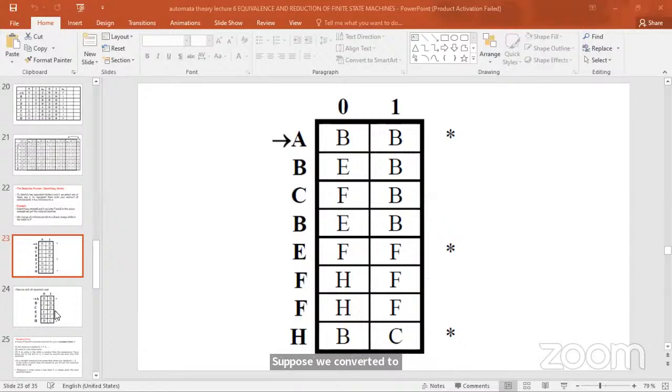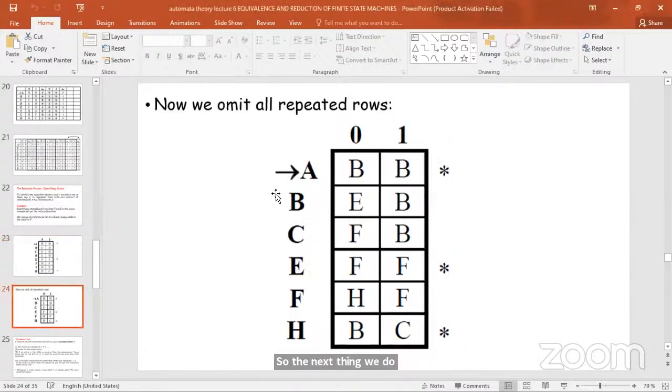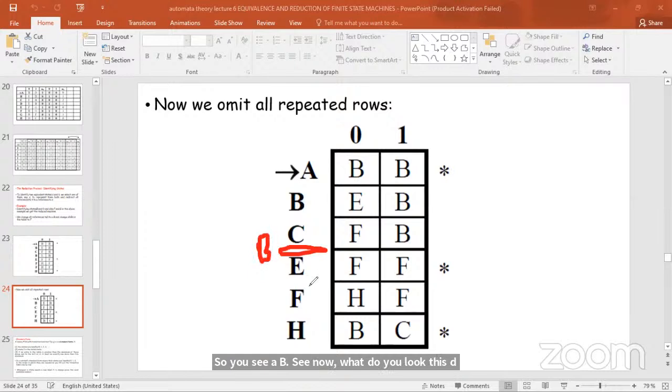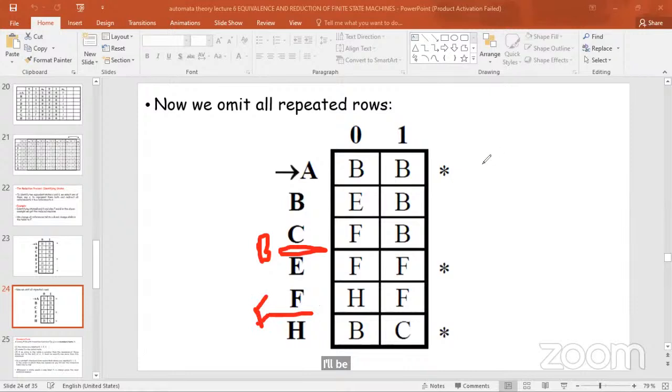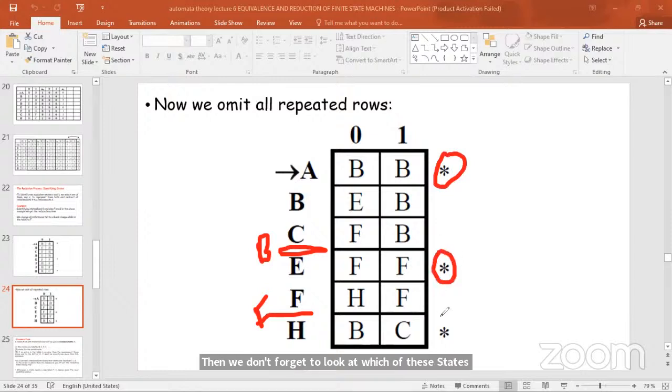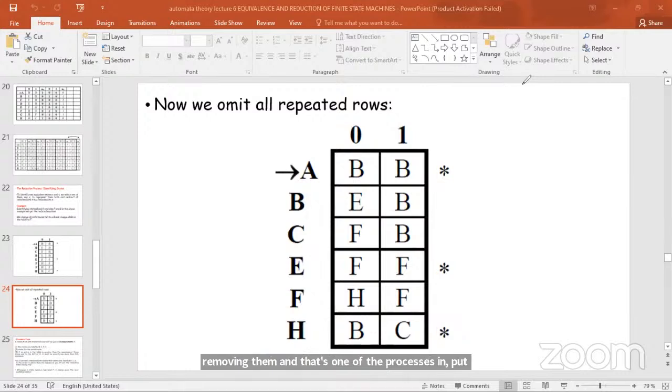Okay, so moving on. The next thing we do is to remove the repetitive state. So you see A, B, C. Now, what do you notice? D, or the repeated B, has been removed. Then E, F. Then G, which is a repeated F, has also been removed. Then you don't forget to look at which of these states are accepting states, and you add them appropriately, right? So that is identifying the same states and removing them. And that's one of the processes in putting our stuff in standard form.